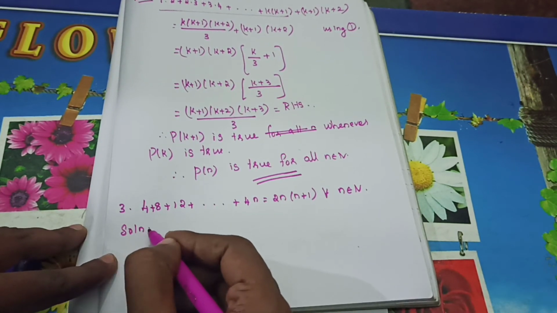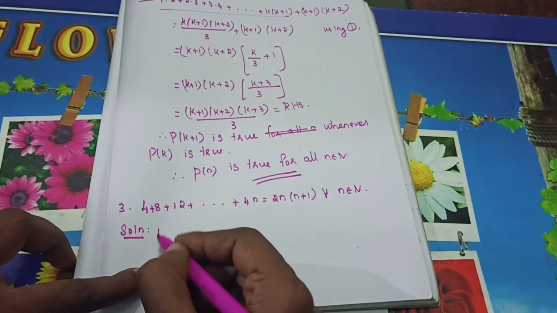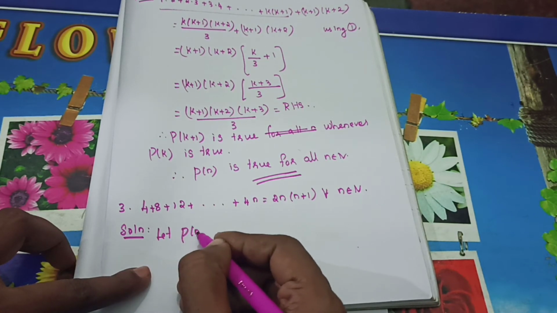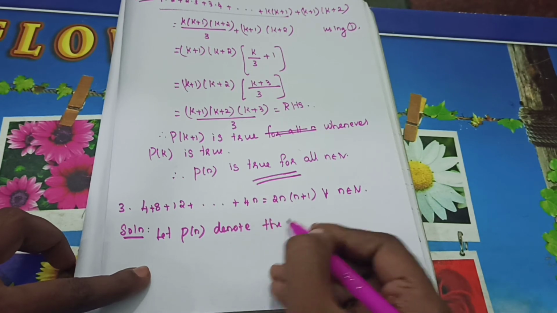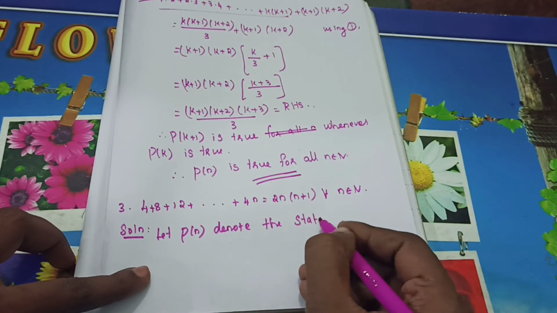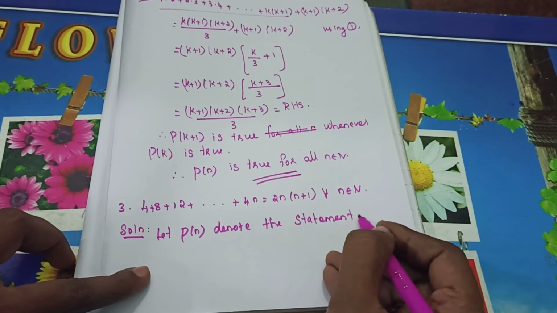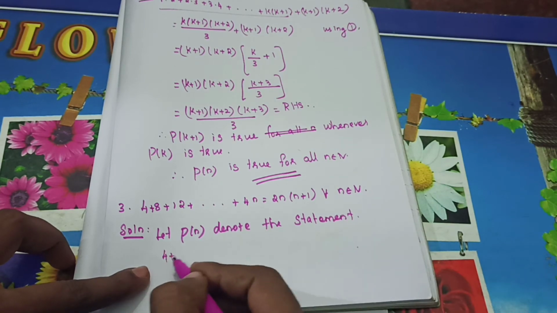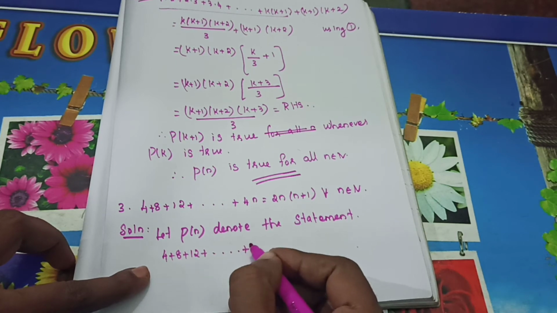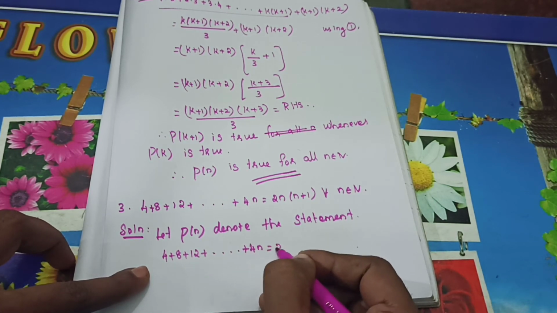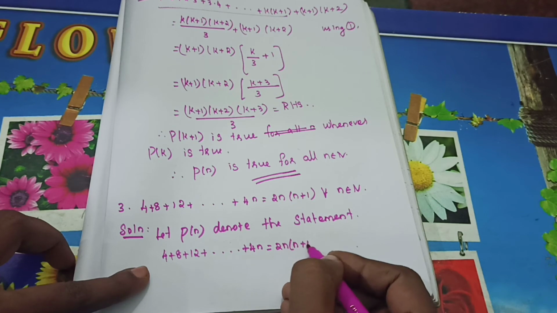Solution. First, what will we do? Assume the statement is P of n. That is, let P of n denote the statement. What's the statement? Write down the question. 4 plus 8 plus 12 plus etc. plus 4n equal to 2n into n plus 1.